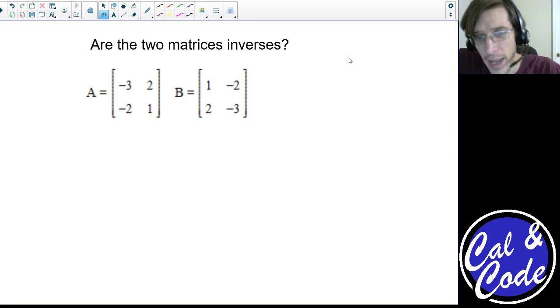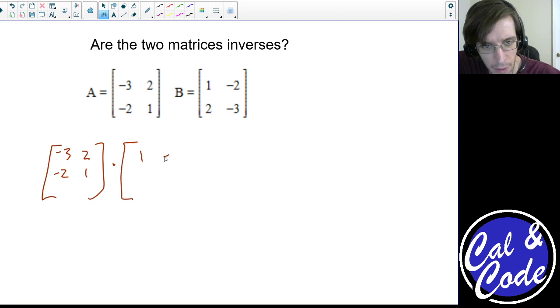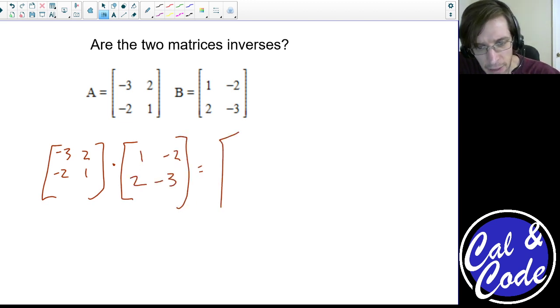The way I know to check that is to multiply them together and see if I get the identity matrix. So I'm going to multiply A times B. I'm going to take -3, 2, -2, 1, and multiply it by 1, -2, 2, -3, and I'm going to see if I end up with the identity matrix.